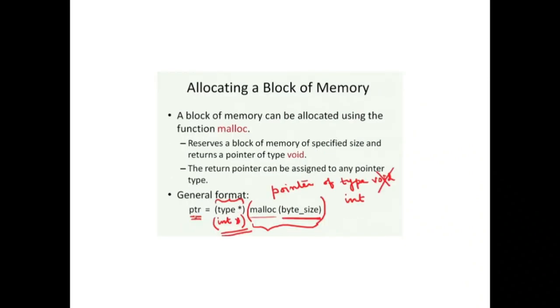Now let's get back to the malloc function. The malloc function actually reserves a block of memory of specified size and returns a pointer of type void. Okay, we'll see that in a while with an example itself. The returned pointer can be assigned to a pointer of any general type. Now below, you can see that I have also provided an example of the general format of declaring a particular pointer for dynamic memory allocation.